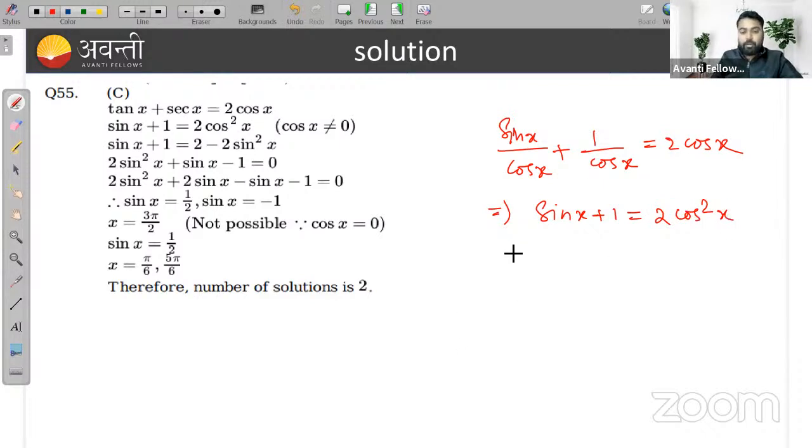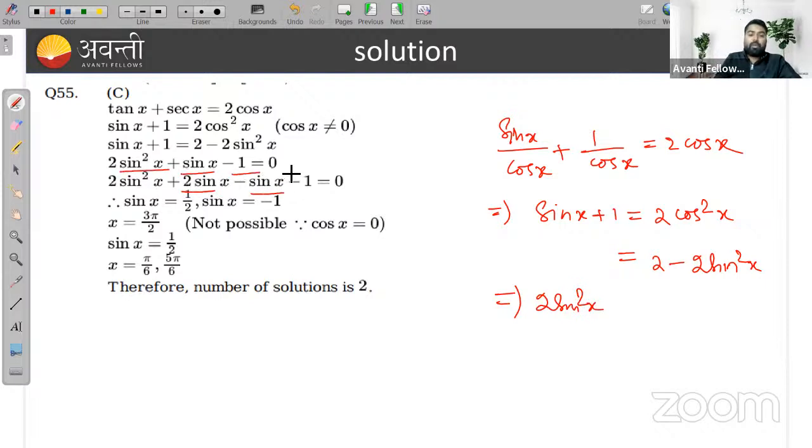Okay. Then sin x plus 1, and 2 cos square x on the right hand side can be written as 2 minus 2 sin square x. So now if we take the right hand side to the left hand side, what will happen? It becomes 2 sin square x plus sin x minus 1 is equal to 0. Now it's a quadratic equation in trigonometric ratios, and you can split it.